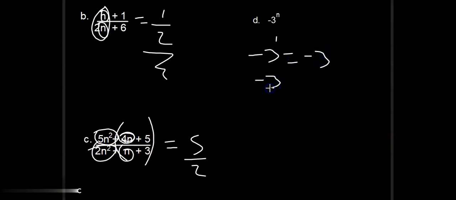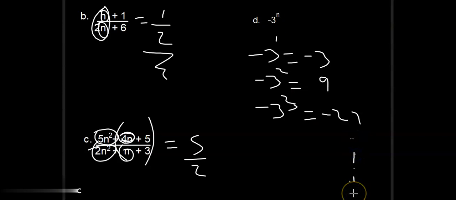So negative 3 to the power of 2 will be what? 3 times 3 is 9. It will be positive 9. And when you make it the power of 3, it will be negative 27. And then it continues this way. It will be 81, and you're going to get a lot of numbers when you substitute a natural number in the n spot.